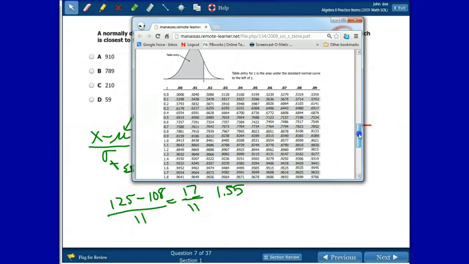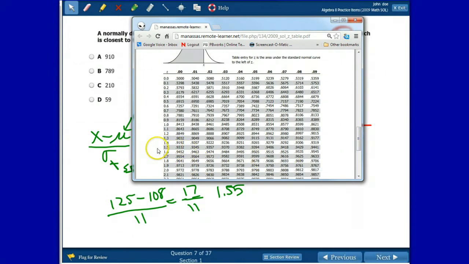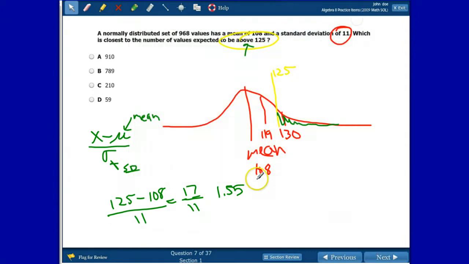So, I'm going to look up 1.55. I'm going to look up 1.5, which is right here, and then I'm going to go to the 5 right there, and that looks like it gives me 0.9394. Yes, 0.9394 looks like. All right, put that away.